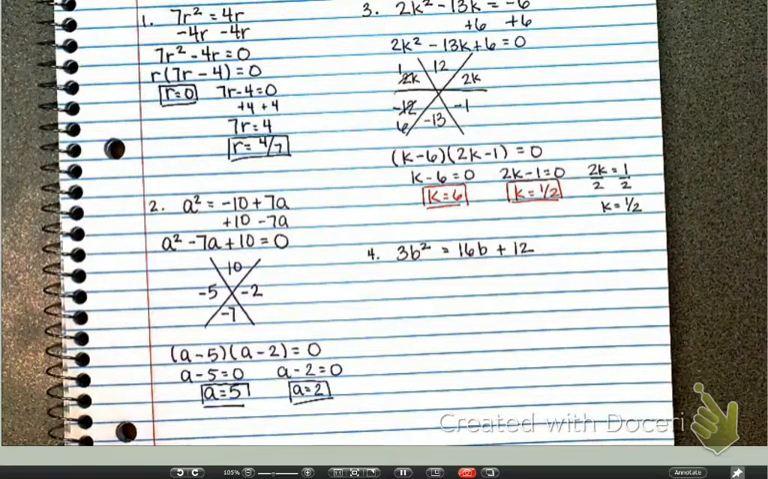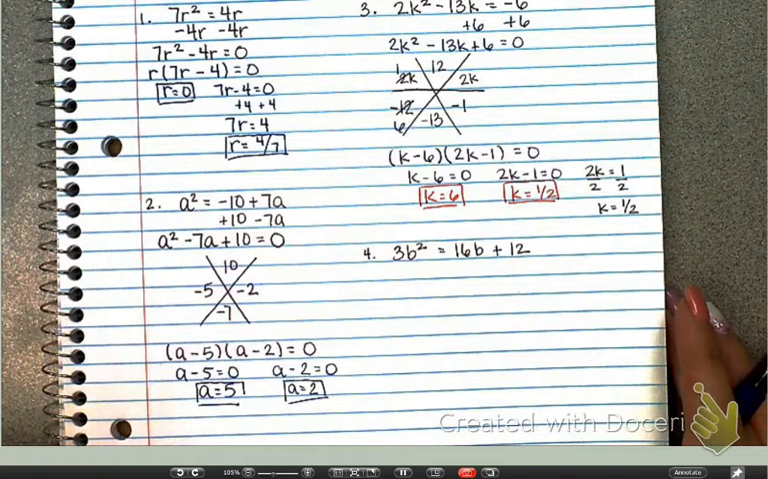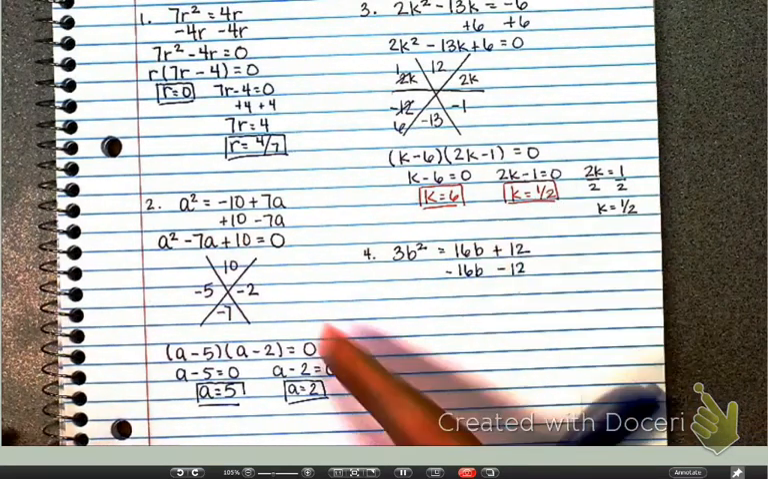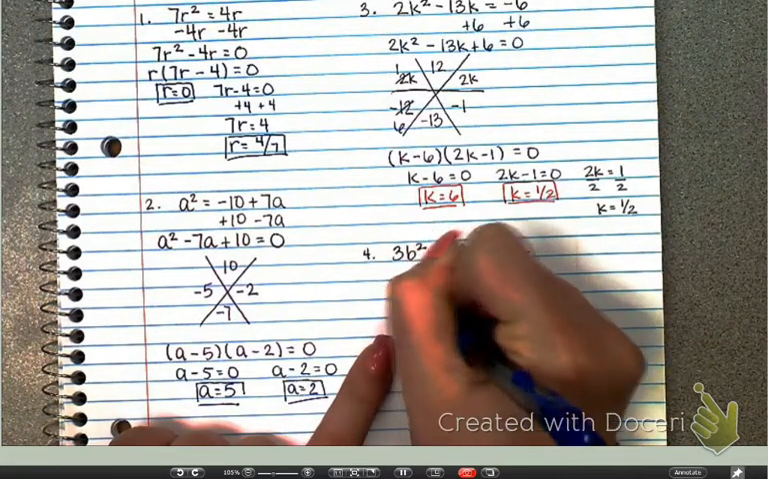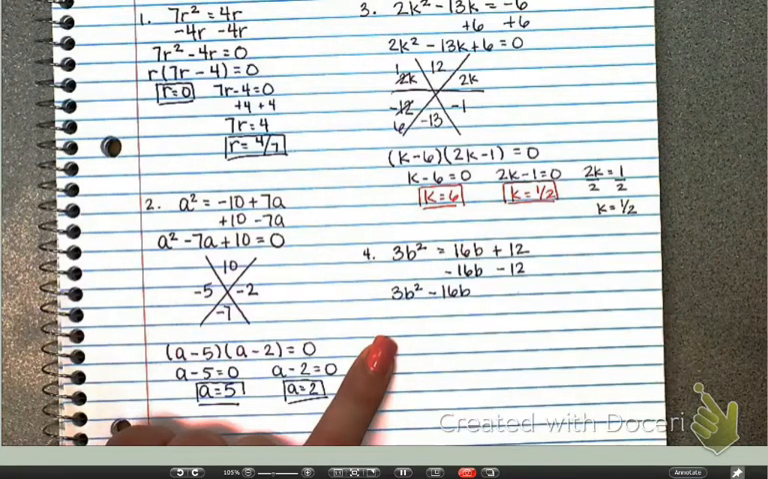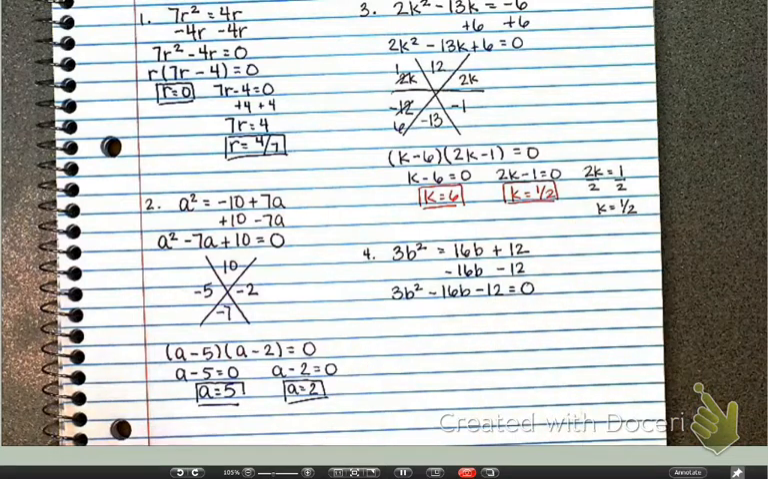3b squared equals 16b plus 12. Okay, so the hardest part for this one is moving stuff. What should I move? The 16b and the 12. So I'm going to subtract 16b and I'm going to subtract 12 from both sides, giving me 3b squared minus 16b minus 12 equals 0.